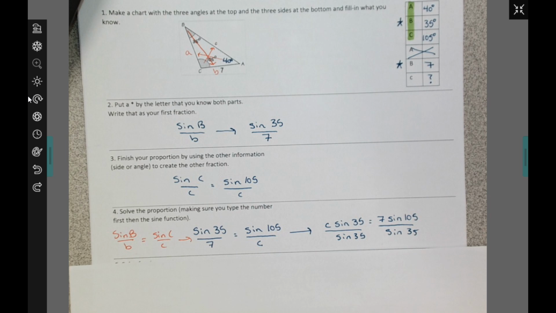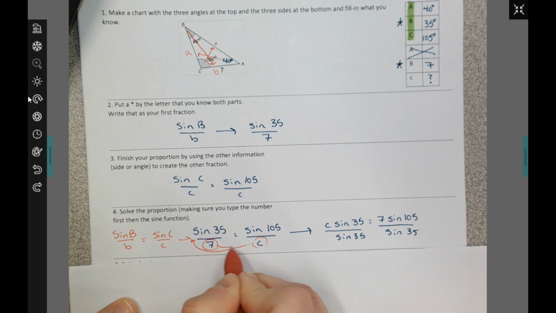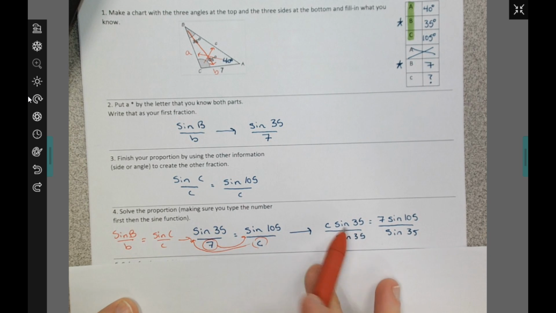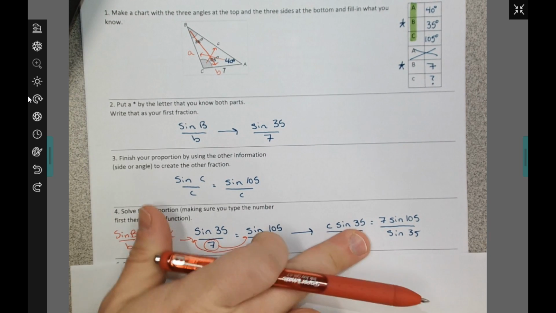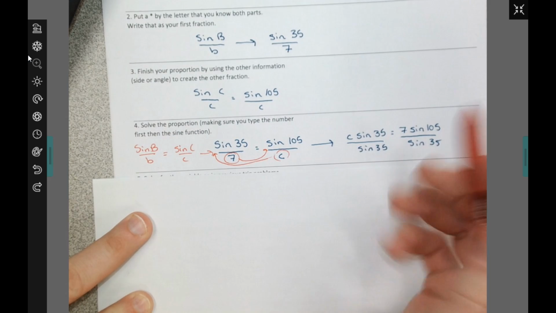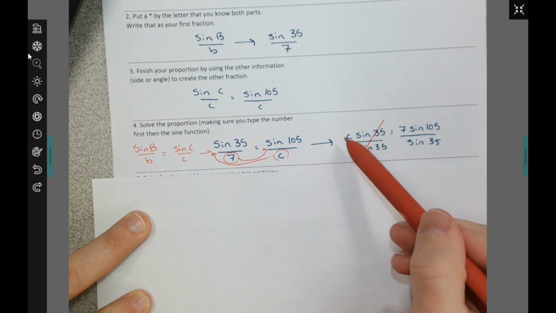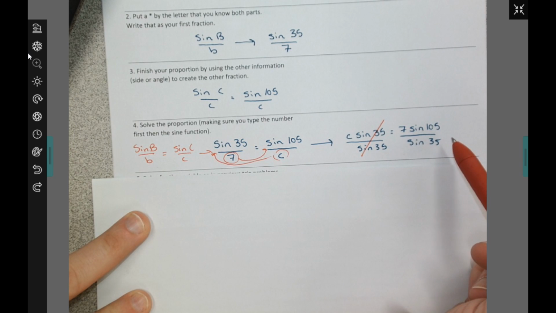Remember, your first step is to bring the denominator up to the other side. So I have C. I went ahead and brought it up to the left. I brought my 7 up to the other side. And then from there, I don't have C equals, so originally we're left with this right here. I go ahead and divide each side by sine 35. And when I do that, I'm now left with C equals.